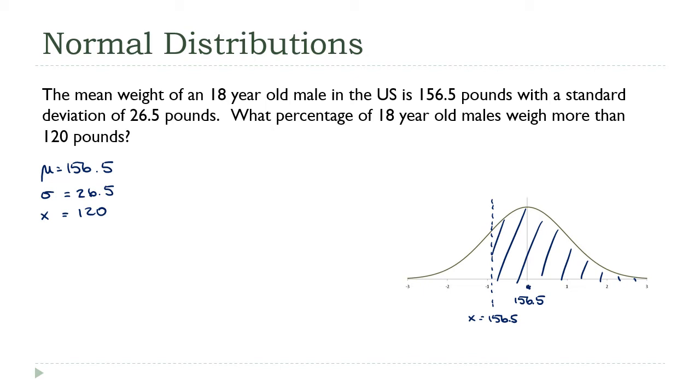When I do that, that's going to give me the area to the left. That's the part that I don't want. So I'm going to subtract that from 1, then I'll get my final answer. All right, so let's do that. Let's make the z-score here.